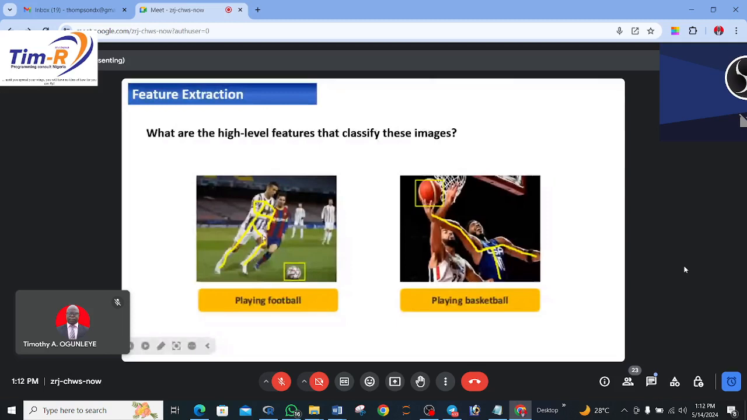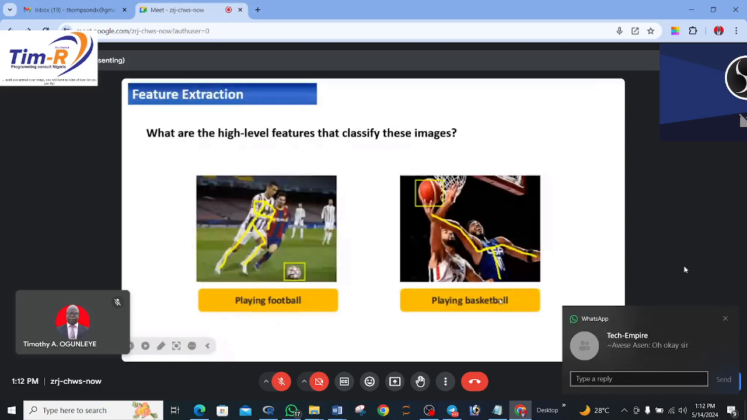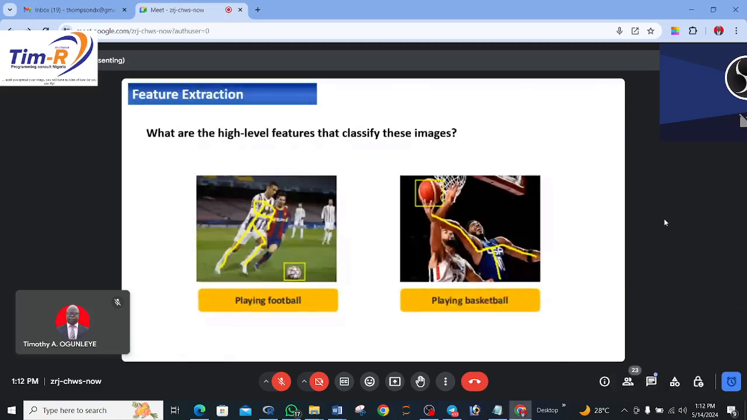We have playing football and playing basketball. Now, there is something they call gesture or posture recognition. For this one, it is the pose of Cristiano Ronaldo here that shows that this is someone playing football.